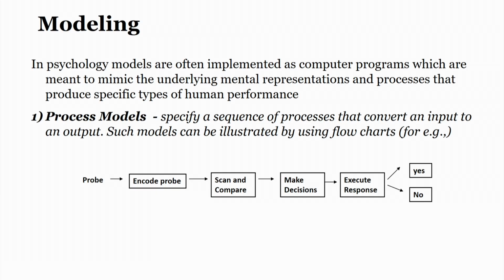The process model specifies a sequence of processes that converts an input into output, and these kind of processes can be used to generate flow charts. So, basically it is a box diagram kind of a thing, where you get from one phase to another, one event to another event, and the processes which relate these events together.